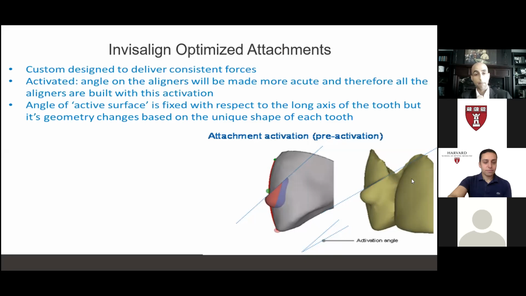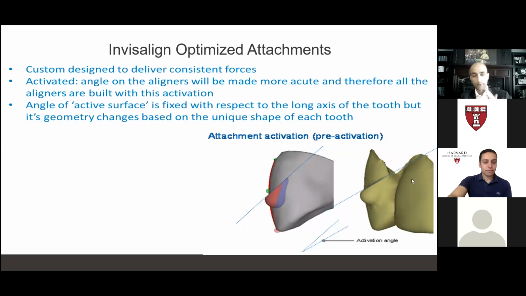Teeth generally have a menu of attachments of what they can get. So for example, a canine can have a rotational attachment. It can have an extrusive attachment. It can have a root control attachment. So there's various attachments that cuspid can get. So the software decides what's the most important movement. I see more rotation, so I'm going to make sure I give this tooth a rotational attachment.